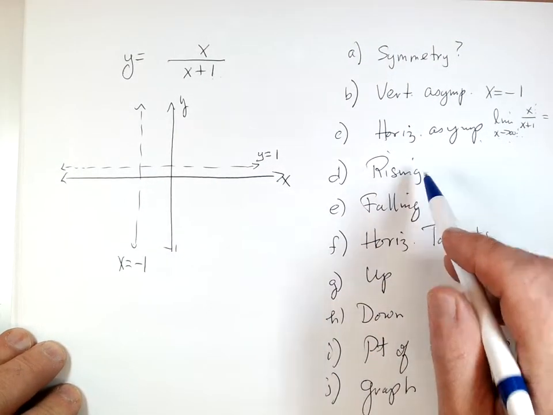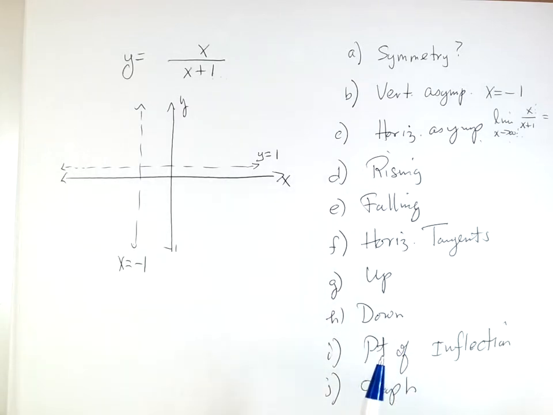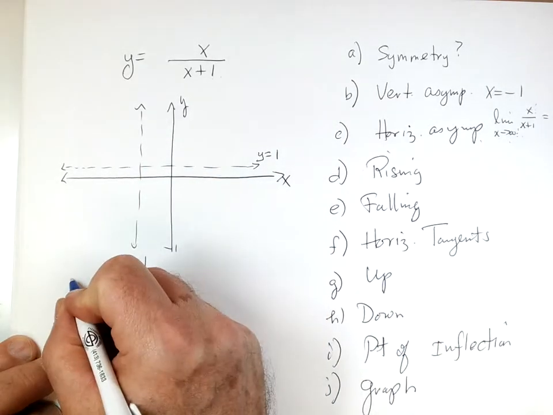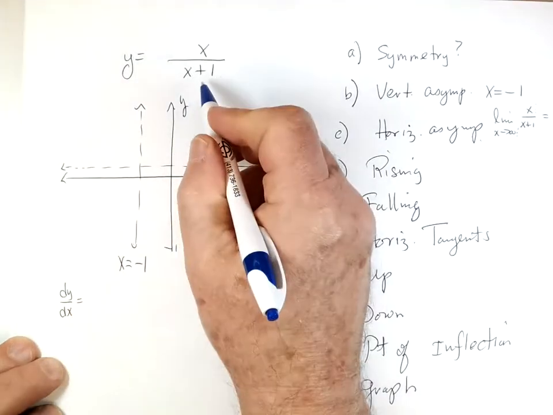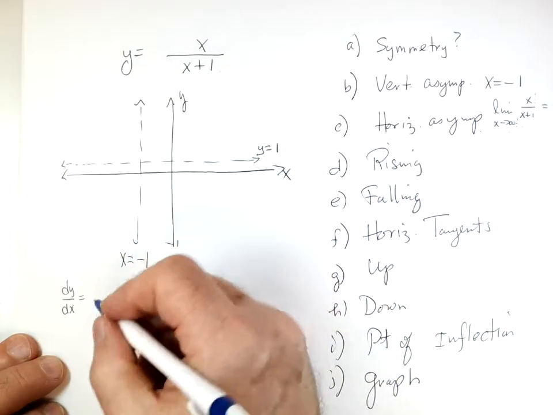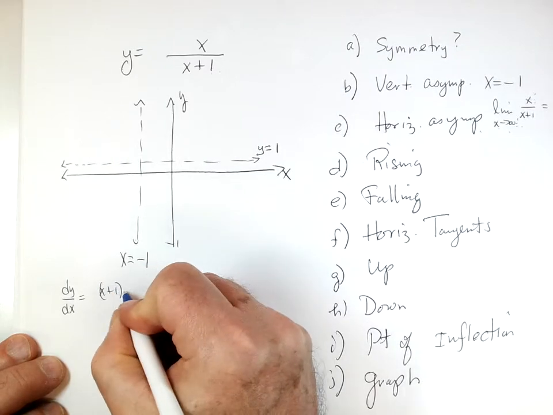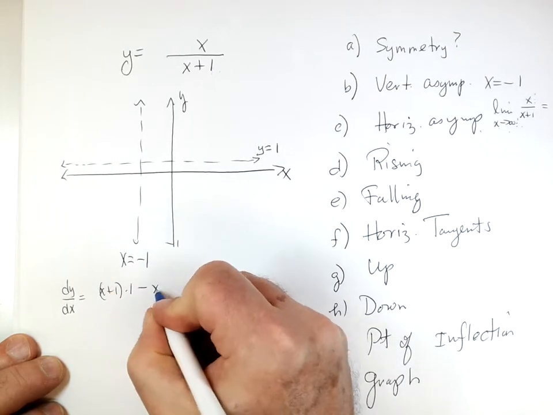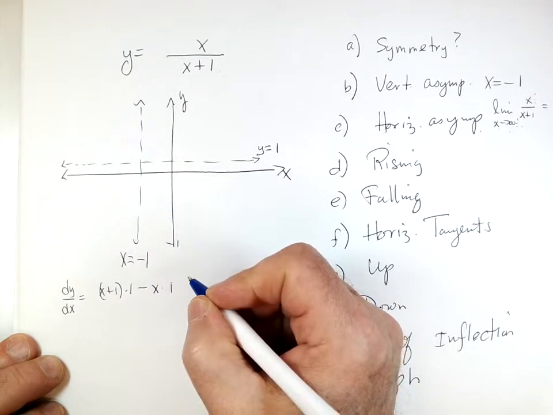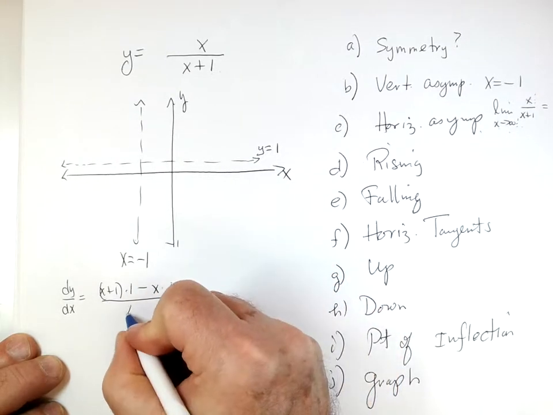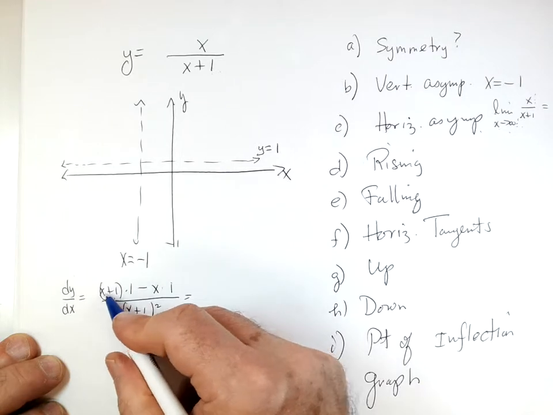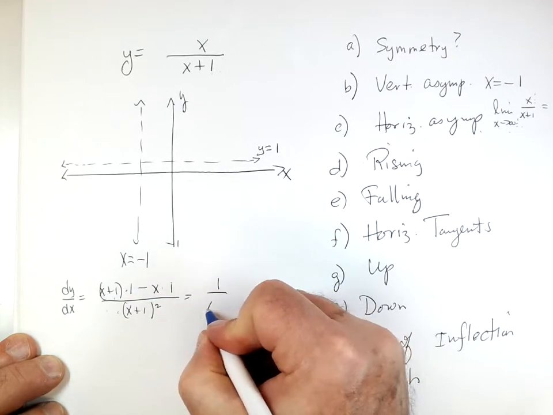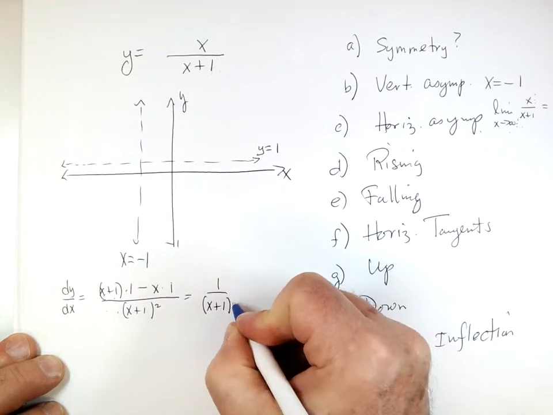Now, where is it rising? Well, we got to take the first derivative. So let's do the first derivative. Quotient rule: denominator times the derivative of the numerator, minus numerator times the derivative of the denominator, over denominator squared. Drop the grouping symbols, the x's will cancel, and we'll get 1 over (x plus 1) squared.